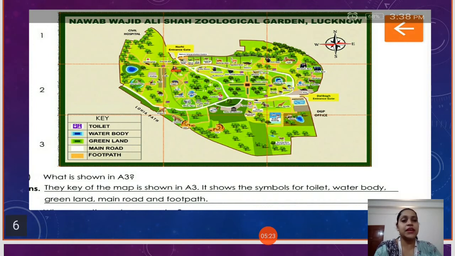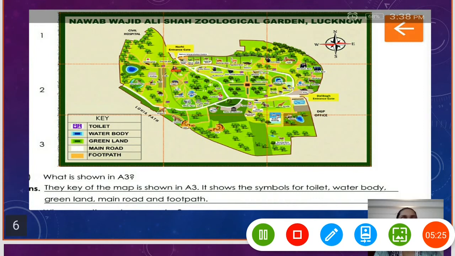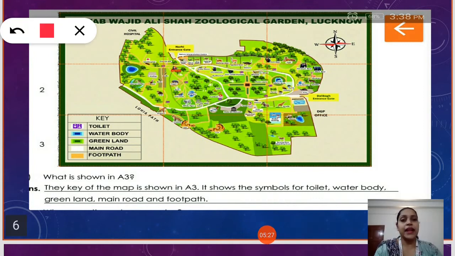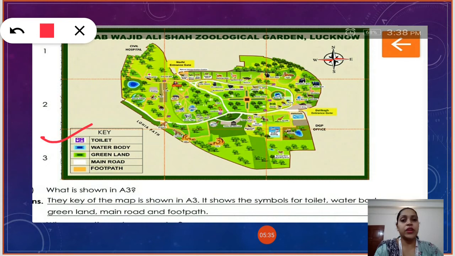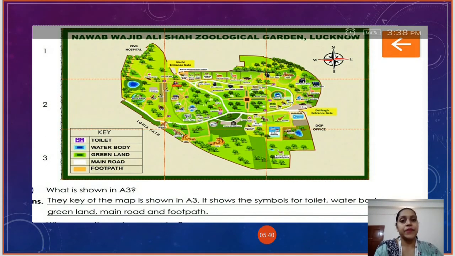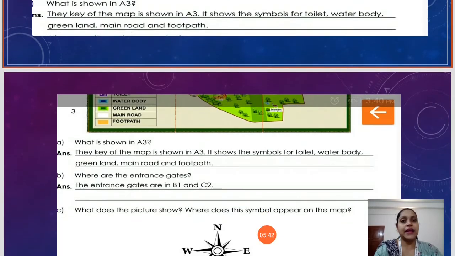It shows the symbols for toilet, water body, greenland, main road and footpath. So this is A3. Okay, and here it shows toilet, water body, greenland, main road and footpath. Okay children, it's clear. Then we come to the next slide.